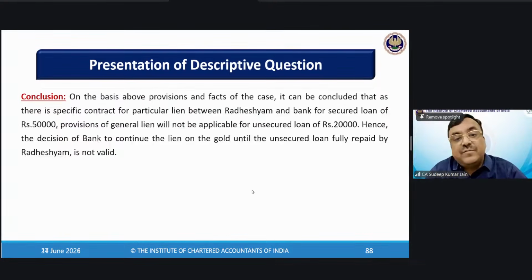On the basis of the provisions and the facts of the case, it can be concluded that as there is a specific contract for the particular lien between Radheshyam and the bank for the secured loan of 50,000, the provisions of general lien will not be applicable for the unsecured loan of rupees 20,000. Hence, the decision of the bank to continue the lien on the gold until the unsecured loan is fully repaid by Radheshyam is not valid.